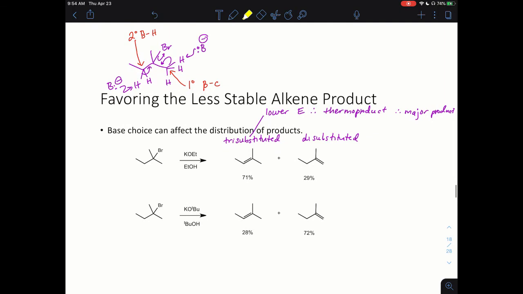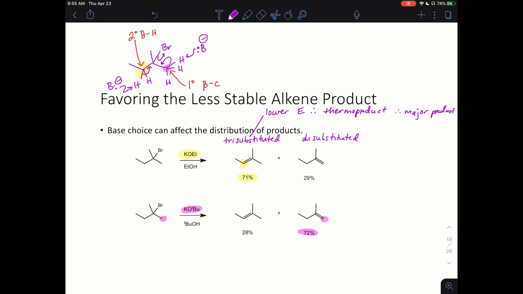All right, we can see that there's two products of these reactions. So it's the same alkyl halide. What we're changing is the base. So we have potassium ethoxide versus potassium t-butoxide, getting the same two products. But with potassium ethoxide, you have 71% of the trisubstituted alkene, which involves elimination at the secondary carbon right here. Versus for potassium t-butoxide, you have 72% elimination at this primary carbon.